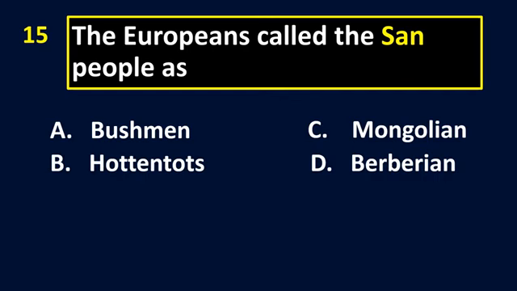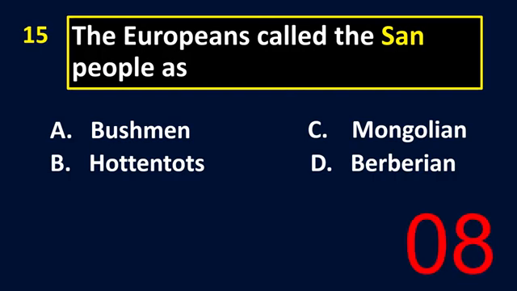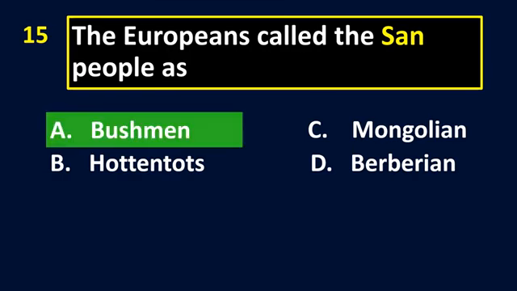15. The Europeans called the San people A. Bushmen, B. Hottentots, C. Mongolian, D. Berberian. The answer is A. Bushmen.